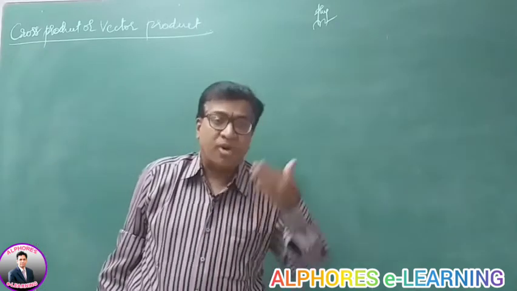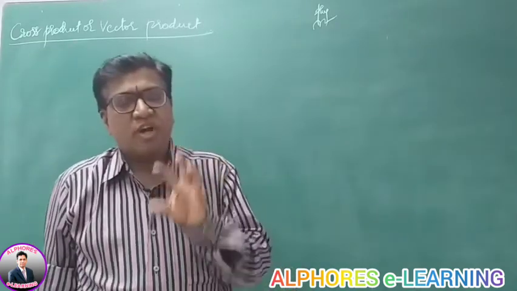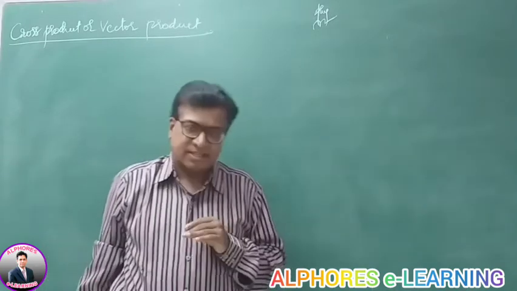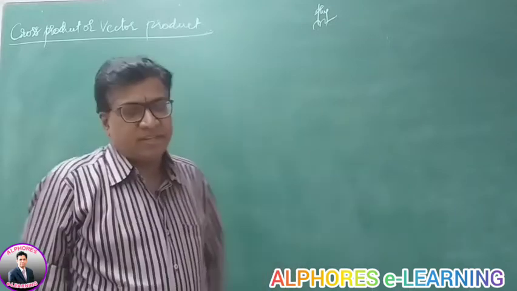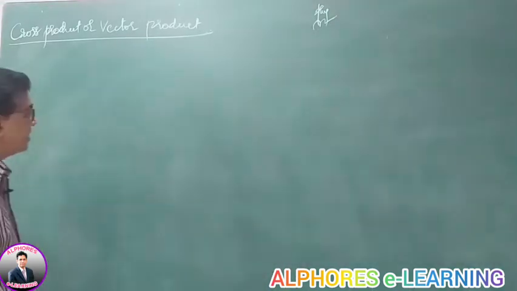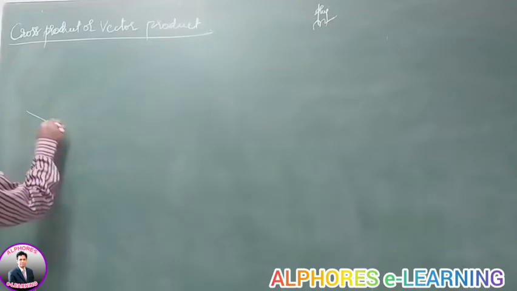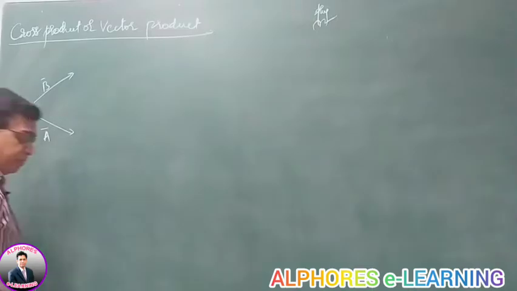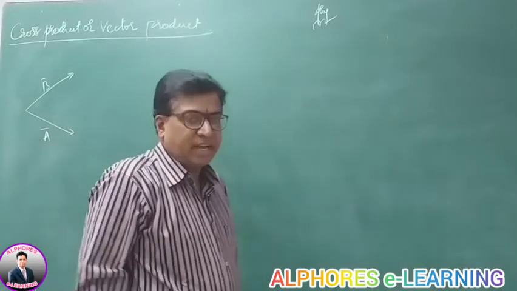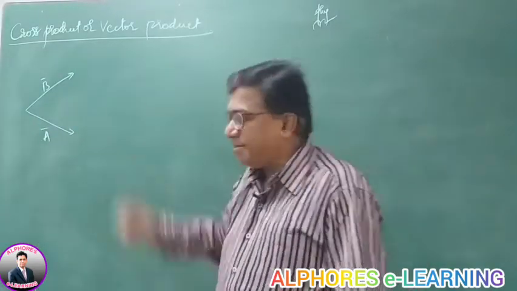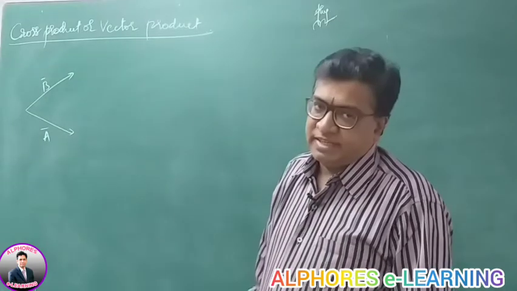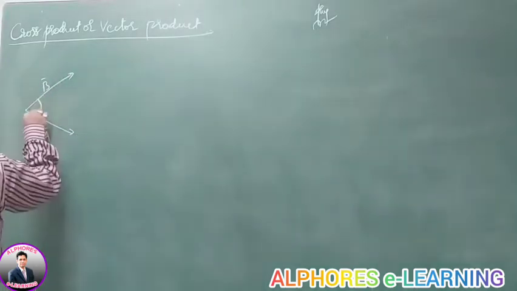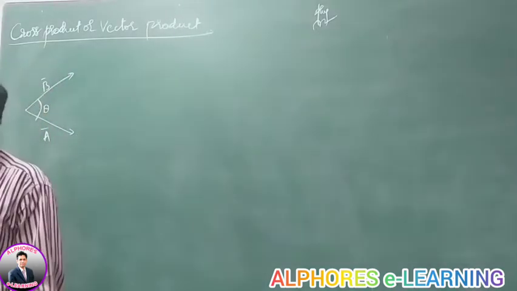Then later, the product of vectors. We have discussed the dot product, the scalar product of vectors. And now today we will talk about the cross product, the vector product of two vectors. Imagine two vectors a bar and b bar, starting from the same point, co-initial vectors, with the smaller inner angle theta between them.